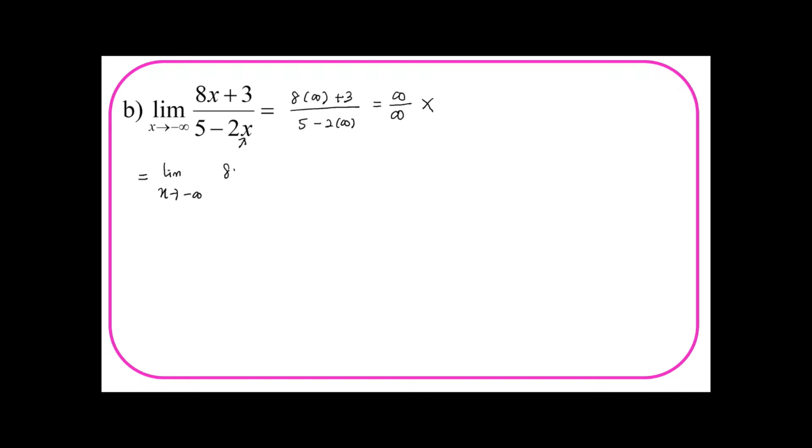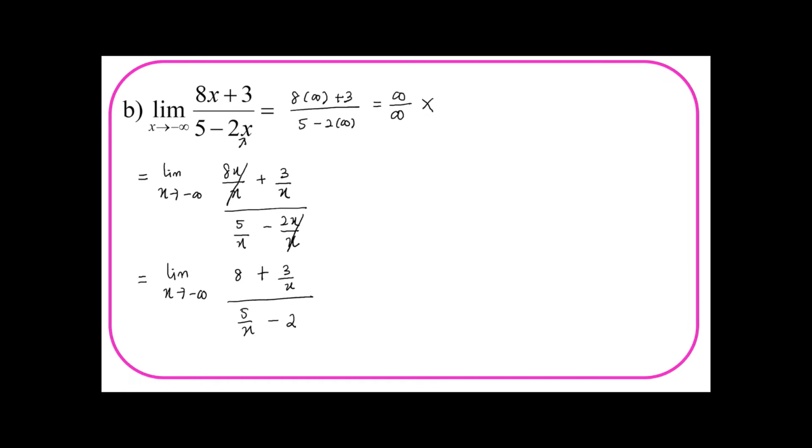Now, every single term in our question must be divided by x. We have the limit as x approaches negative infinity of 8x divided by x plus 3 divided by x, over 5 over x minus 2x divided by x. Now, simplify your function. x over x can be cancelled out. So now rewrite back the simplified version. We will have the limit as x approaches negative infinity of 8 plus 3 over x divided by 5 over x minus 2.